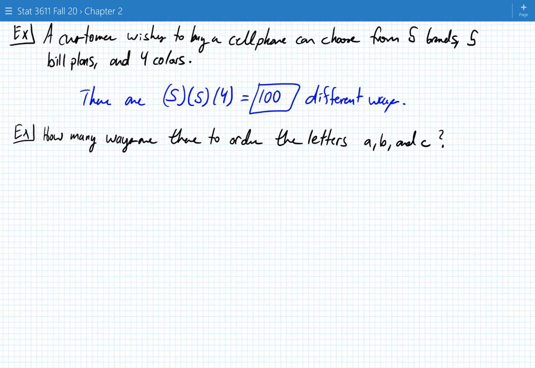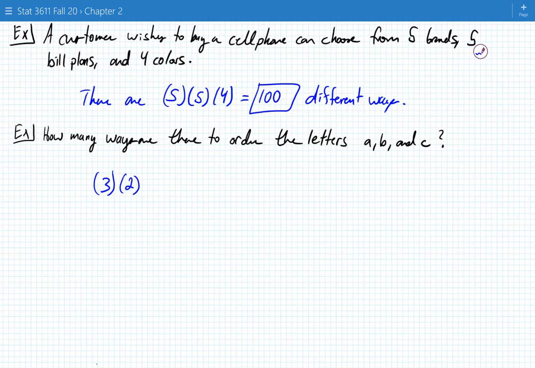In the last example, you could think of each stage as choosing part of the cell phone package, right? What brand, what bill plan, and what color. Here, what are your stages? Well, your stages are what letter comes first. And in the first stage, there are 3 letters to choose from. But in the second stage, you've already used one of these letters. So I can only choose from 2 remaining letters, because you're just ordering these 3. You're ordering A, B, and C here. So you could have ABC, you could have BAC, you could have CBA, and so on, right?